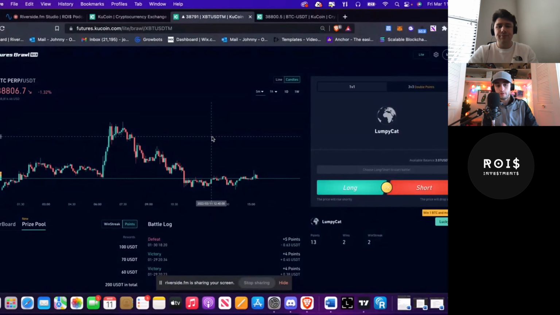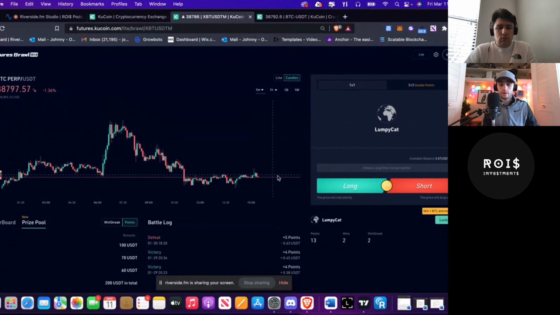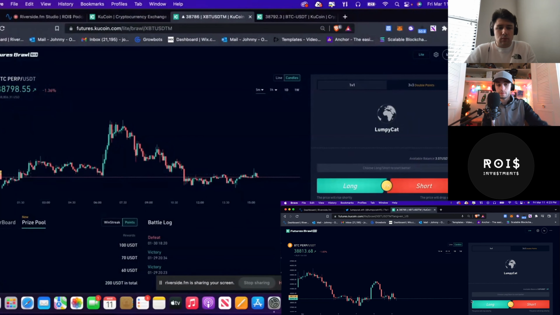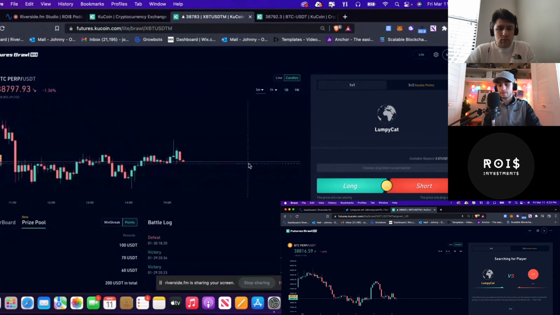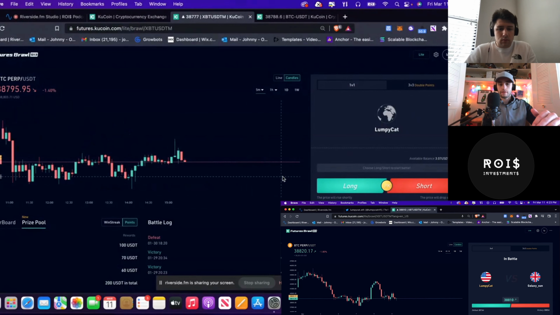doing the Futures Brawl that they have. What this is, you can basically bet against another person whether or not the crypto, like Bitcoin for example, is going to go up in the next, we'll say, 5 minutes. Like if it'll have a positive increase or a negative increase. If you think it's going to have a positive increase, you would do long. Otherwise, you would do short.